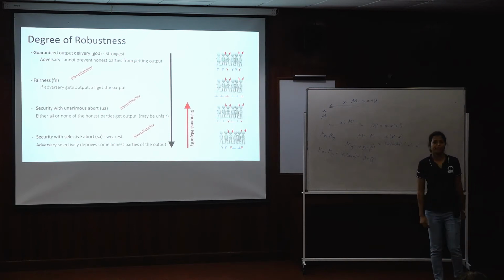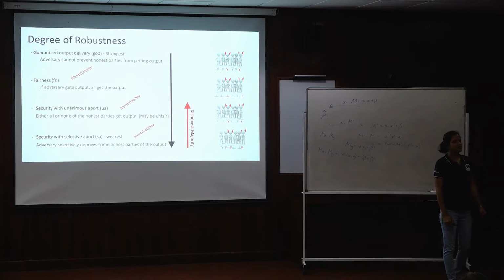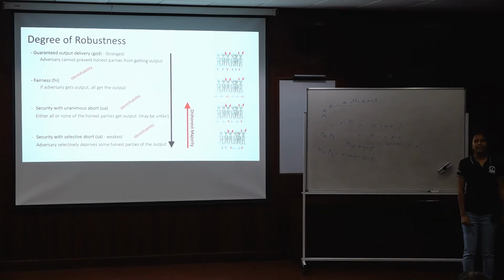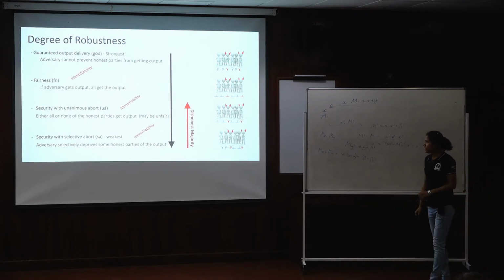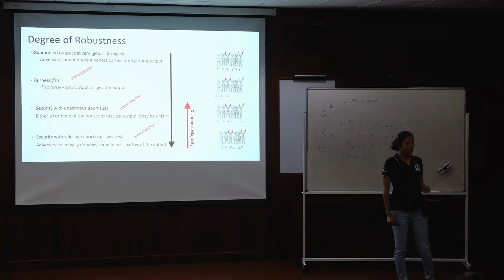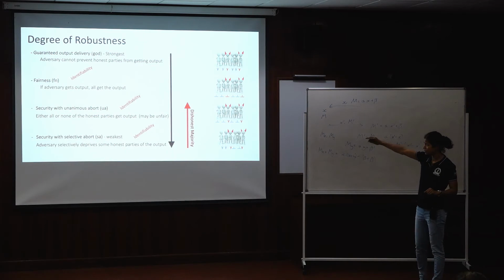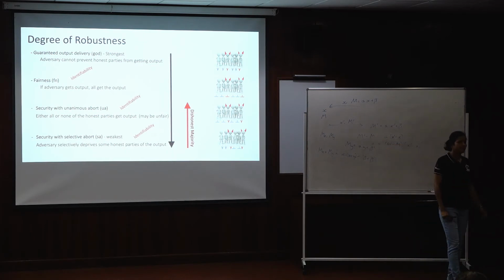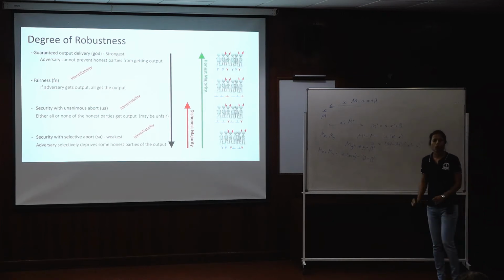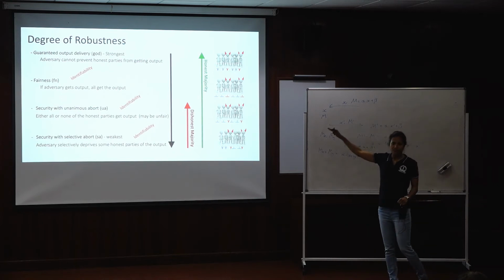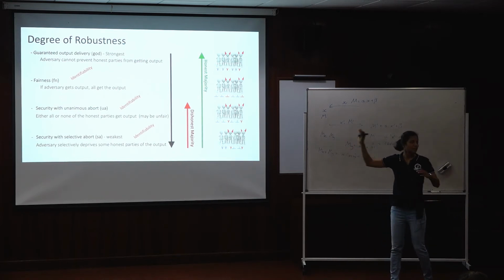Interestingly, it is known from a very classical result from the 1980s, due to Cleve, that dishonest majority protocols cannot achieve fairness and guaranteed output delivery. At the very best, they can achieve security with unanimous abort, probably with identifiability. But on the other hand, if you have honest majority, then you can go all the way up to guaranteed output delivery. Okay, so that's the advantage.